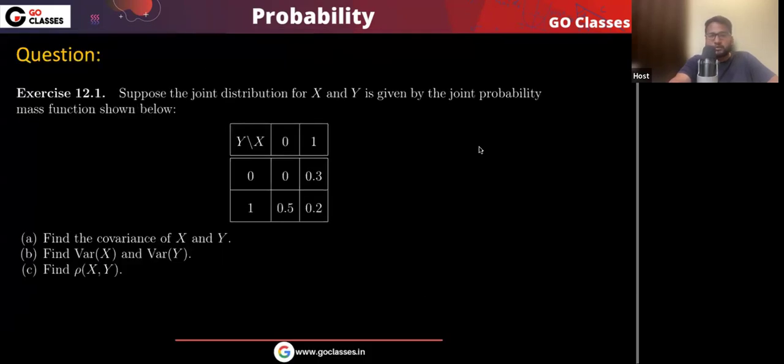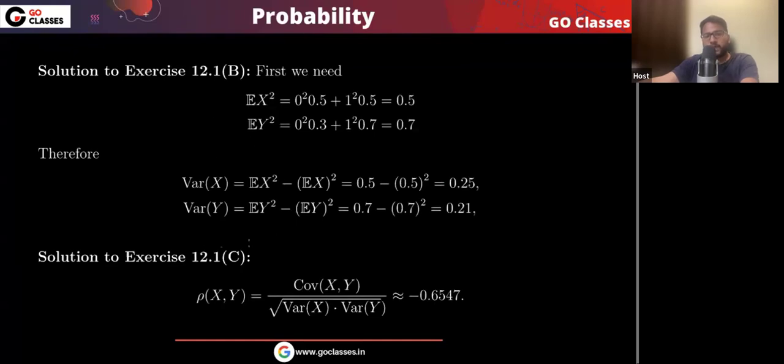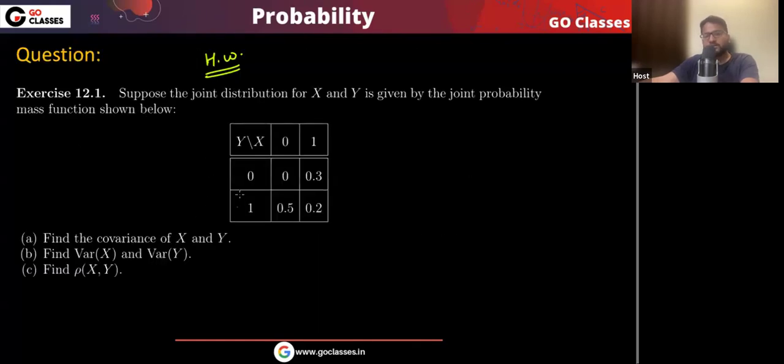Now let's go to the next question. What they're saying, again, the same thing, right? Covariance, correlation. You can do this question as homework. This is the case of discrete; earlier was the case of continuous. Answer is on the next page. You just try out these variances, these covariances, okay? Answer is on the next page. So just try.